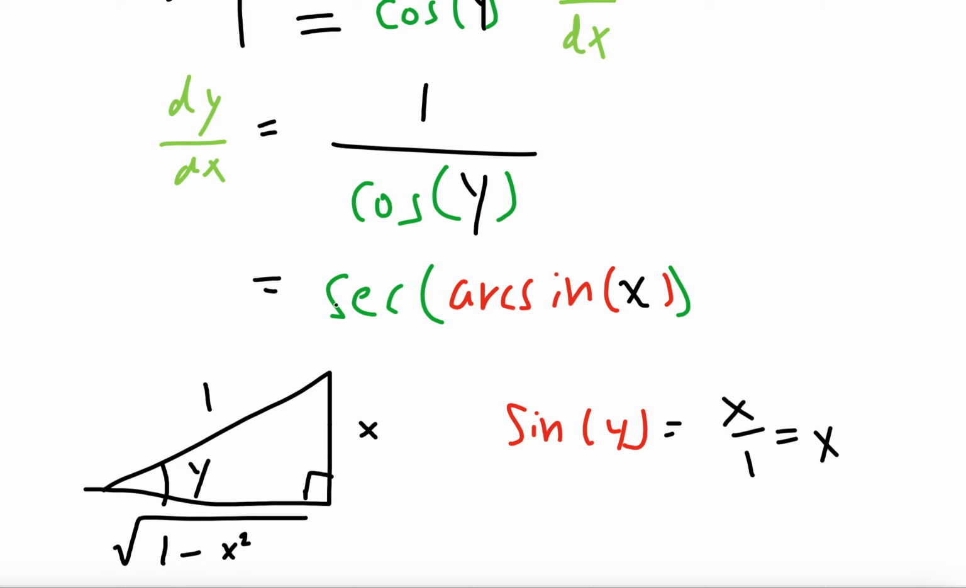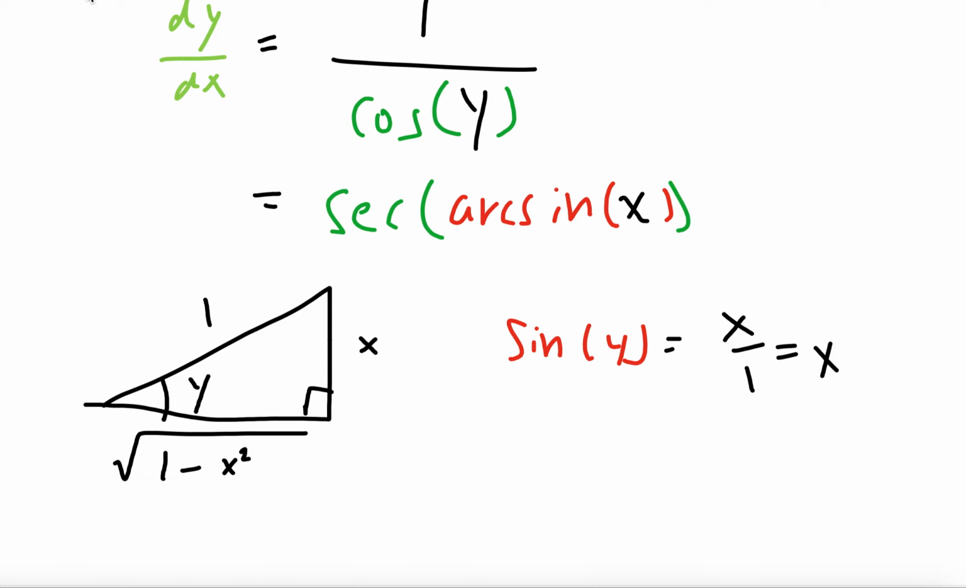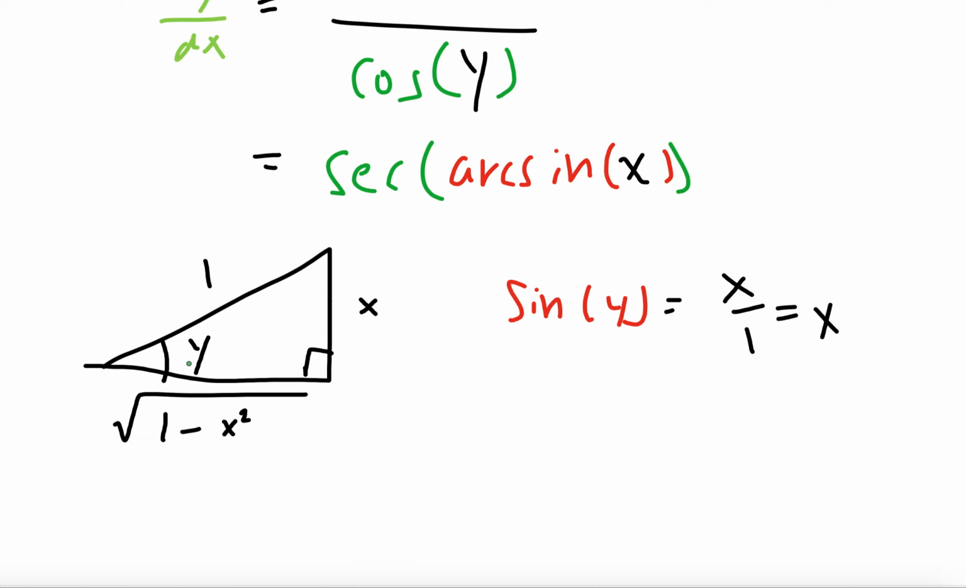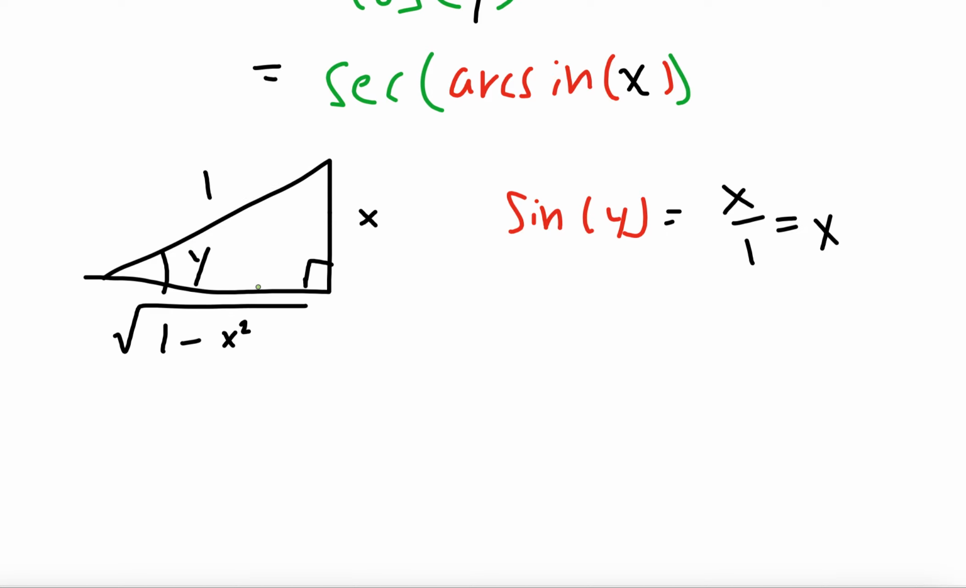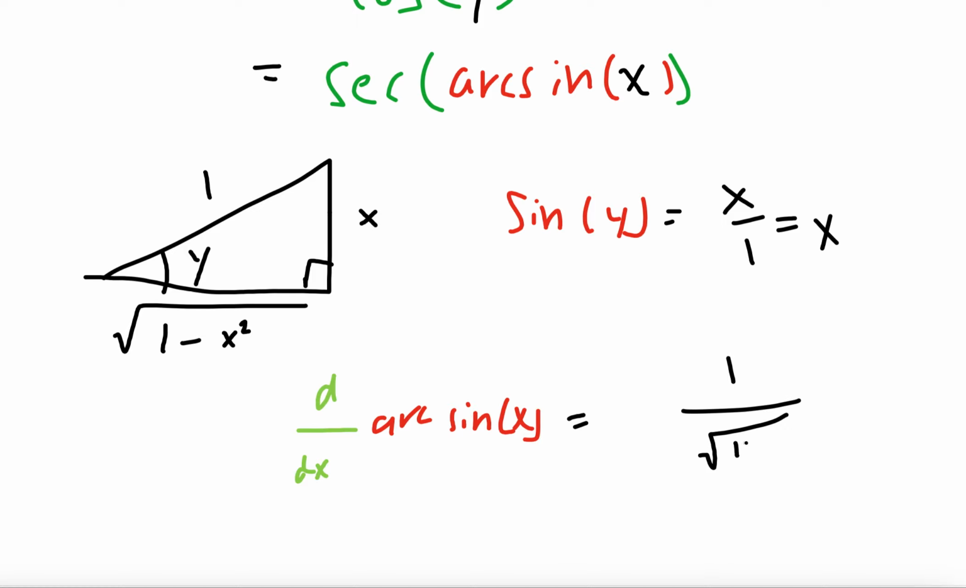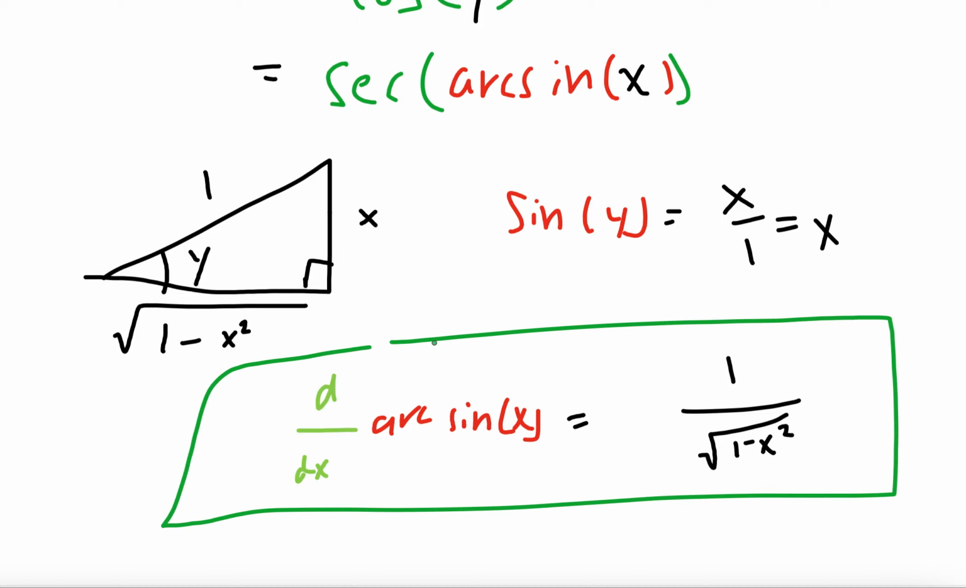But we need to find the secant of arcsine of x, which is the secant of y. And that's not hard, because the secant becomes the hypotenuse over the adjacent. So we get officially that the derivative with respect to x of the function arcsine of x, the inverse sine, is equal to 1 over the square root of 1 minus x squared. And there you have it. That is the derivative of arcsine of x.